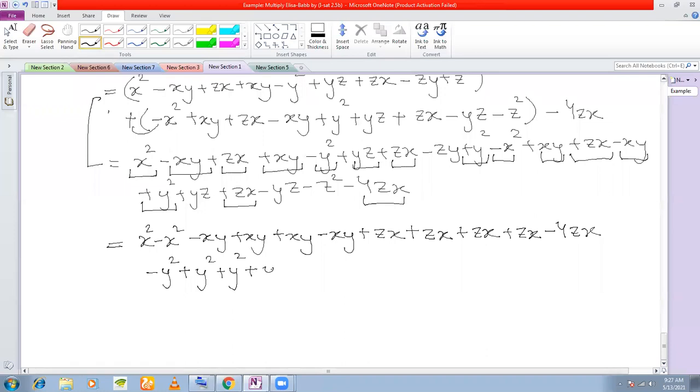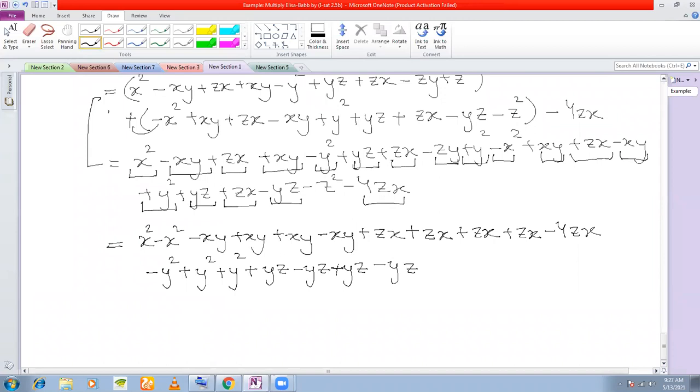Next term after y square is yz. So plus yz. Any other yz here? Yes, yz is here. So minus yz. Any other yz? There is a yz here also. Plus yz. You have a yz here also. So minus yz. No other yz.